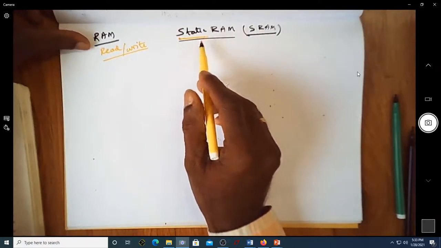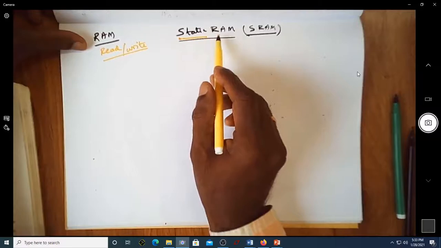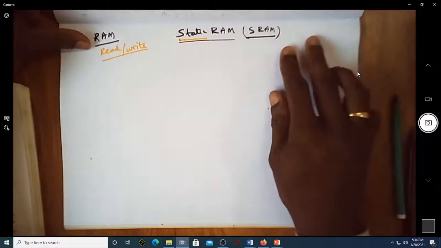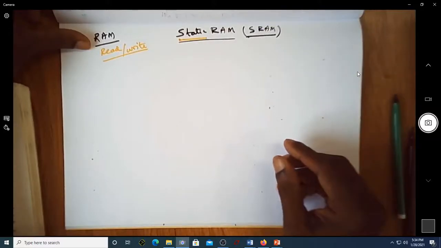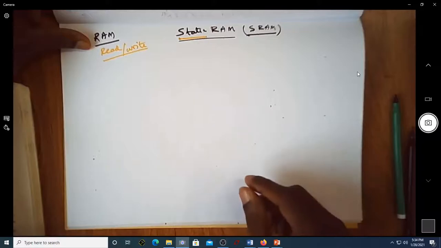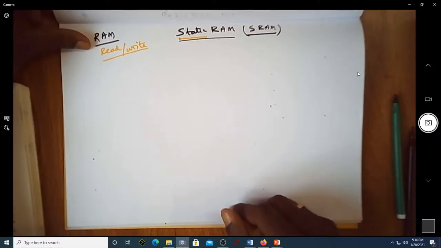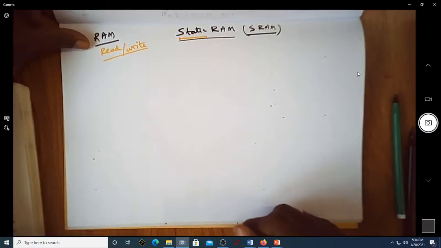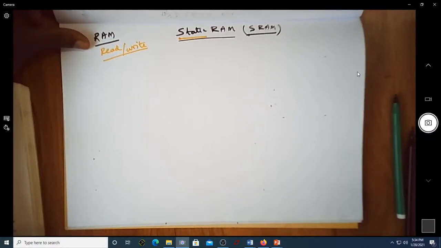The value that is stored in this particular RAM will be held for a long time, as long as you are not changing it. As long as the power supply is there, it is going to retain the value. If power goes, you are going to lose the value. If the value stored in a particular location is logic high, it will stay logic high as long as the power is there.